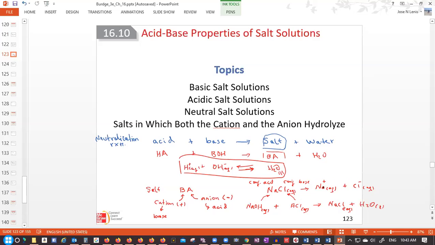What about this? This, the cation of that salt, comes from a strong base, making it a weak conjugate acid, too weak to react with water. So again, no secondary reaction of sodium plus with water. As a result, we have a neutral salt. So this salt will not change the pH of the solution.